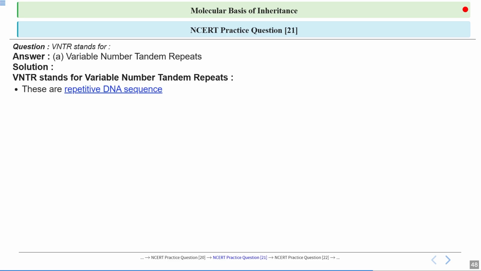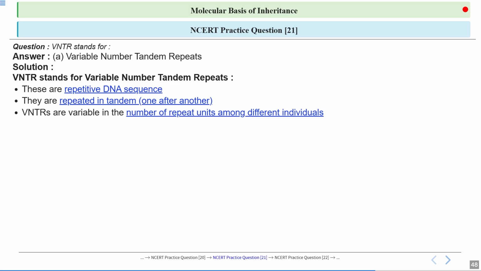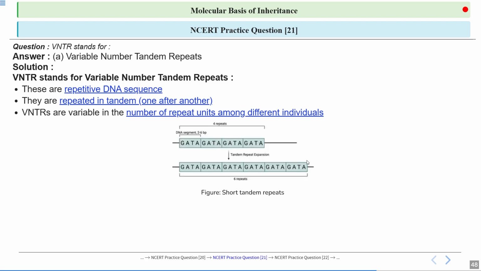These are basically repetitive DNA sequences. They are tandemly repeated, meaning they are adjacent to each other. There is one sequence that is being repeated multiple times, but the copy number is different. In one individual there are 4 copies, in another individual there can be 6 copies. So VNTRs are variable in the number of repeat units among different individuals.